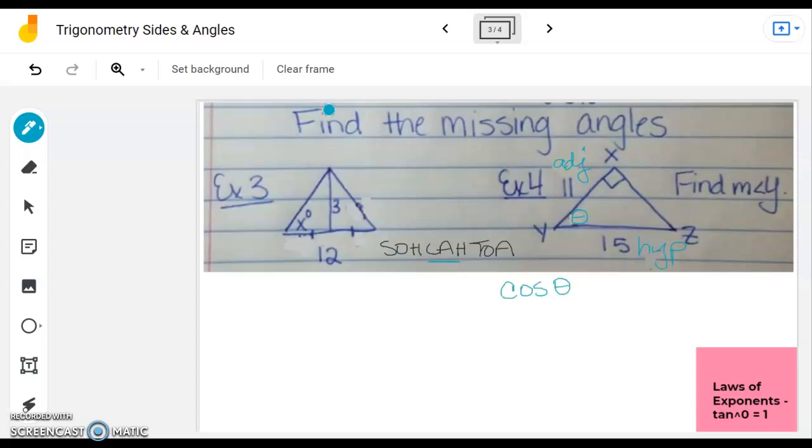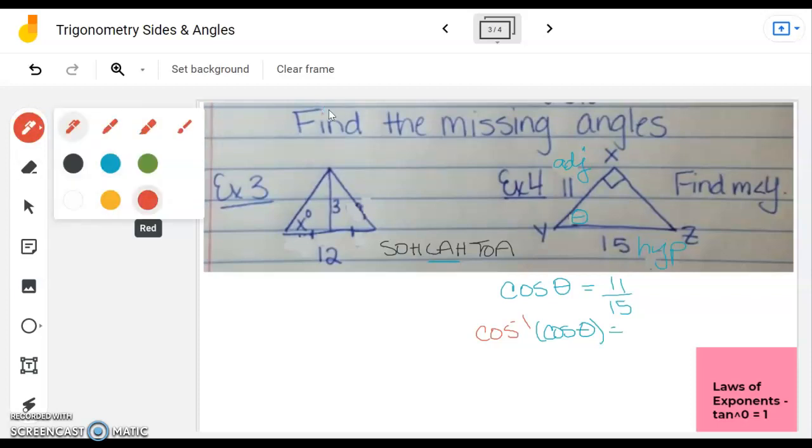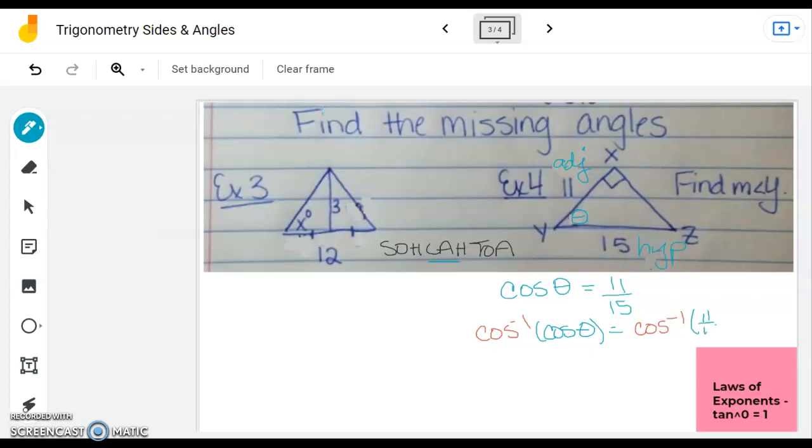Here's our theta. That's our missing angle. That's equal to the adjacent side 11 over the 15 side for hypotenuse. So cosine of theta equals 11 over 15. All right, so we're going to use inverse operations. I'm going to take the inverse cosine of both sides. Okay, so the inverse cosine and the cosine cancel each other out. And what I do on one side, I have to do on the other. So I have to take the inverse cosine of 11 over 15 as well.